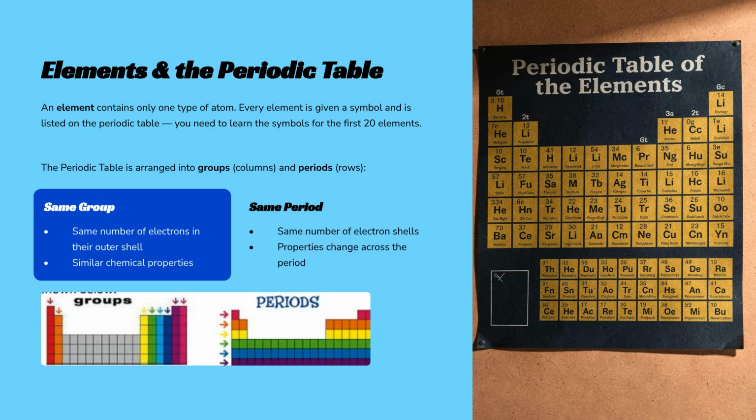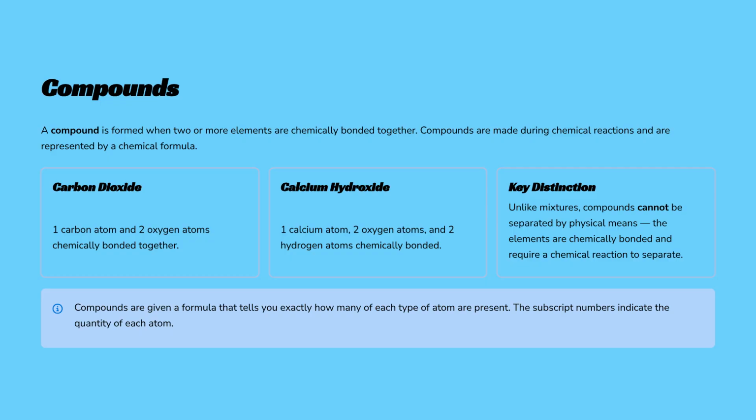The table is organized into groups, vertical columns, and periods, horizontal rows. A compound is formed when two or more elements are chemically bonded together, made during chemical reactions, and represented by a chemical formula. Unlike mixtures, compounds cannot be separated by physical means.